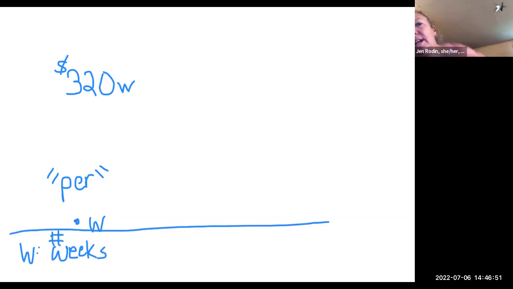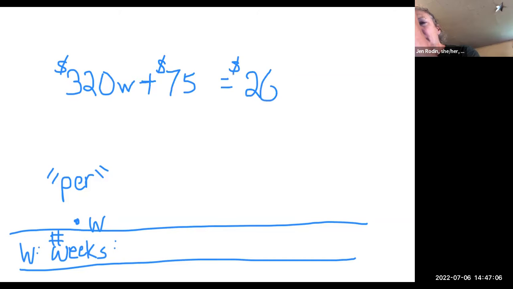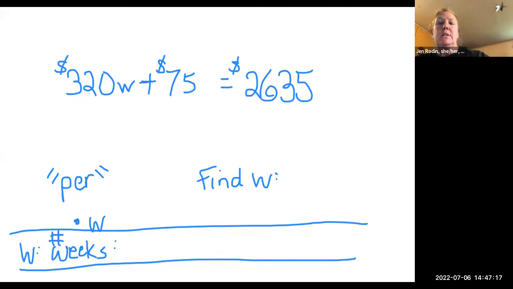$320 per week. Whenever we see that word per, we stick a variable next to it. It means times the variable. W is for the number of weeks, and that's actually the answer we're looking for. And then plus just a flat $75. And the total that they got paid was $2,635. And they're asking how many weeks was this training? So I'm pretty sure that setup is correct.